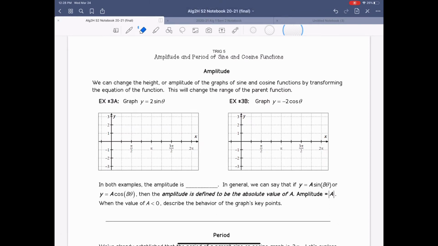So looking at the amplitude, we can change the height, or in other words, the amplitude. Amplitude is the same thing as the height of the graph, and we can change it by transforming the equation of the function. This is going to change the range of the function as well. So looking at the first example, we have y equals 2 sine of theta.